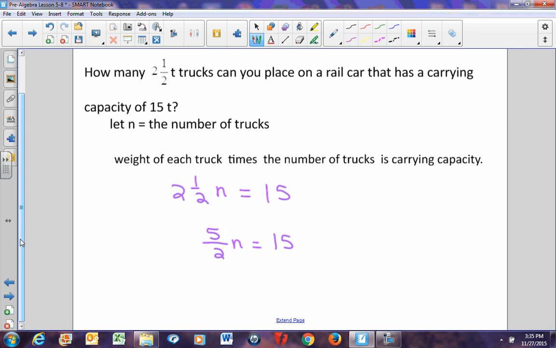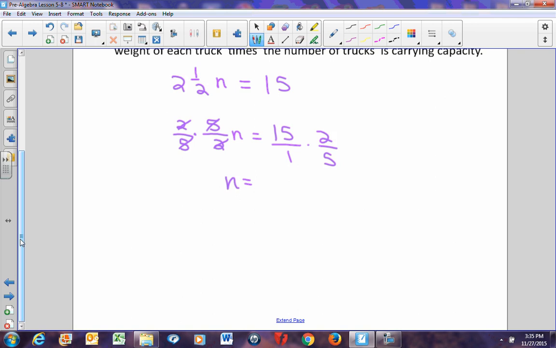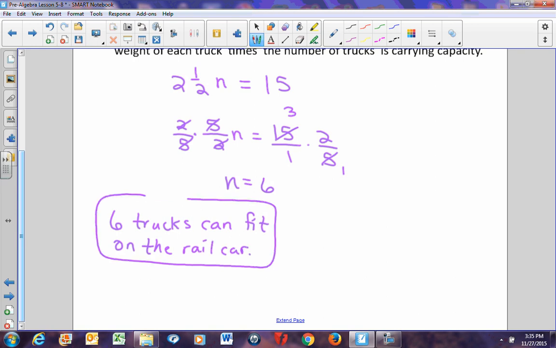To solve for this, I'll multiply by the reciprocal, 2 over 5. Do that to one side, do it to the other side. Everything on the left-hand side of the equation cancels out. And on the right-hand side of the equation, 5 goes into itself once, it goes into 15 3 times. 3 times 2 is 6. So I can put 6 trucks on the rail car. So 6 trucks can fit on the rail car.